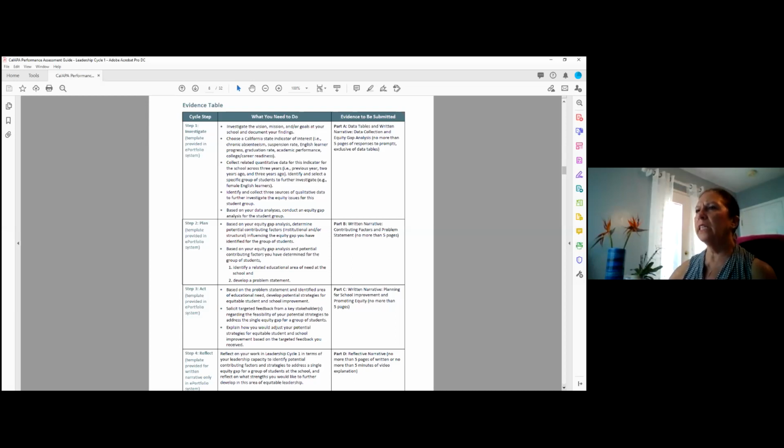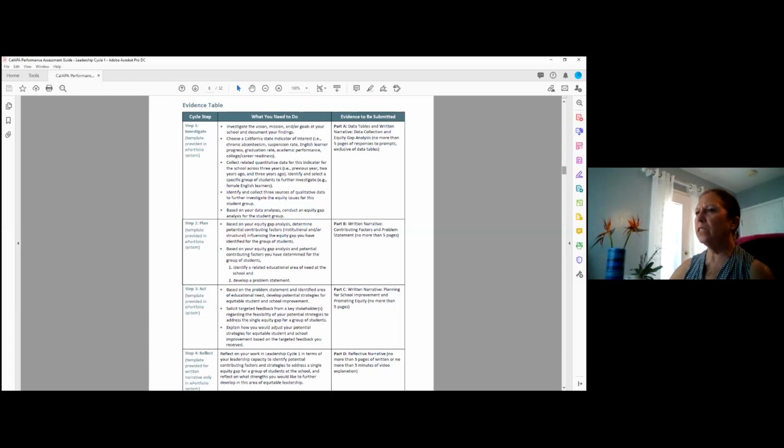So as you look at the table, you can see what follows step 1, of course, is step 2, plan. Again, what the candidate needs to do, and then followed by part B, which is a written narrative. Step 3, act. Again, what should the candidate be doing? What is their evidence? Again, part C is a written narrative. And then finally, step 4, reflect, where the candidate steps back and reflects on what they have learned by engaging in steps 1, 2, and 3.